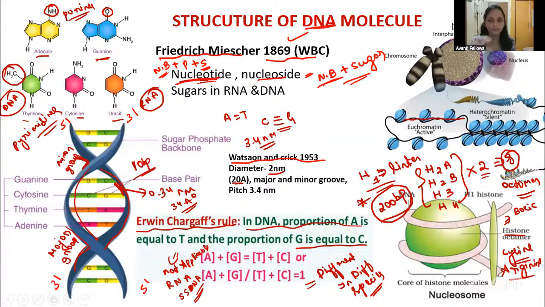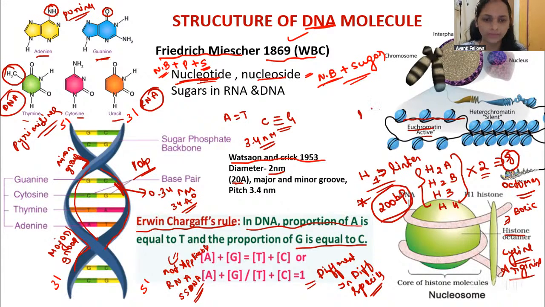Kindly remember that histone and the lysine is the basic amino acid which is present in the histone. Then coming to the chromatin, one is euchromatin. Euchromatin means the histone proteins are arranged loosely. In the statement-wise questions, you will get this concept.